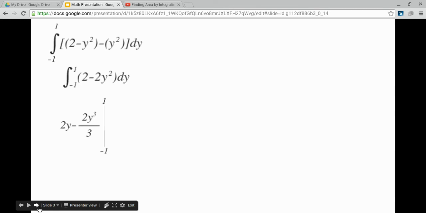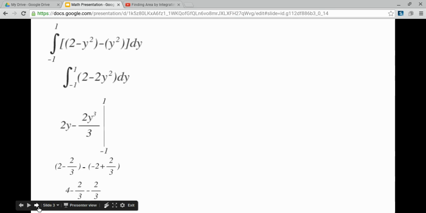So the antiderivative of that is 2y minus 2y cubed over 3 from 1 to negative 1. And to solve that, you would first plug 1 into 2y minus 2y cubed over 3, and that would equal 2 minus 2/3. Then you would subtract 2y minus 2y cubed over 3 when you plug negative 1 in for y. So that would be minus negative 2 plus 2/3. So you would combine those together, and you would have 4 minus 2/3 minus 2/3.